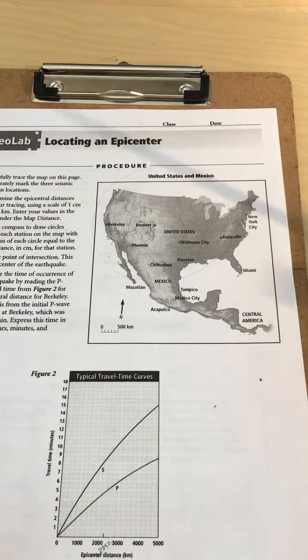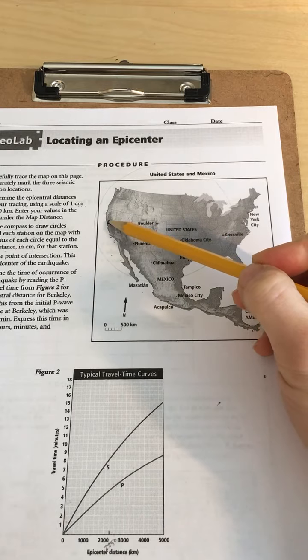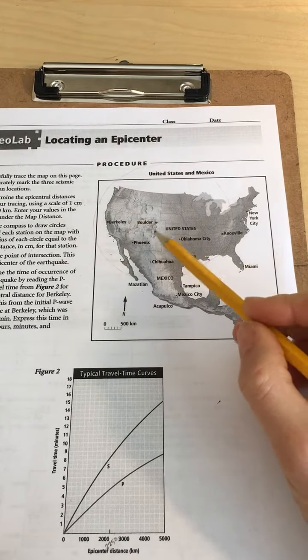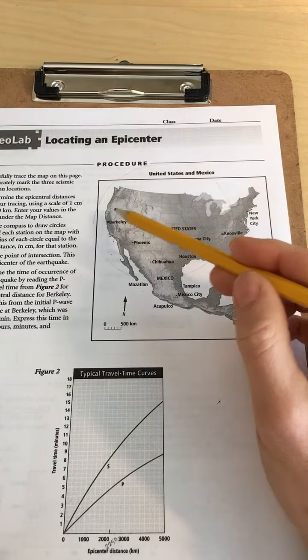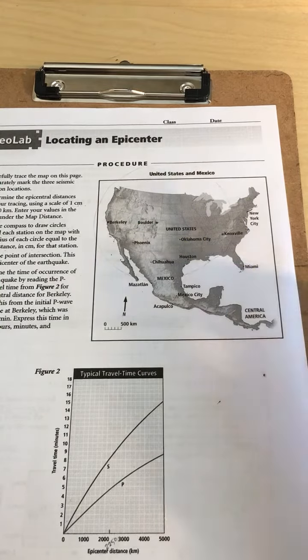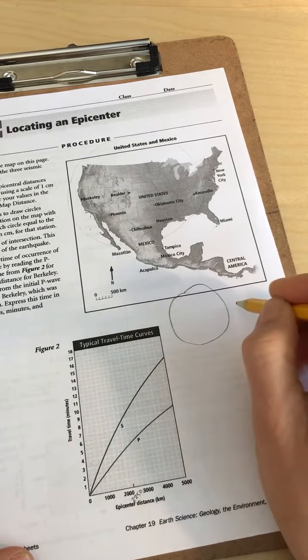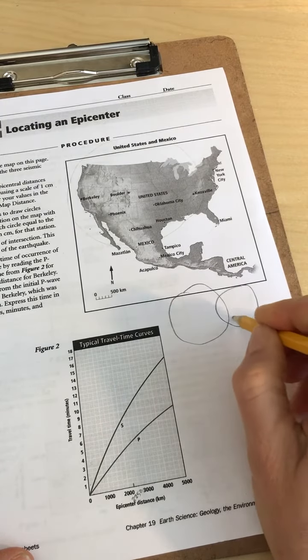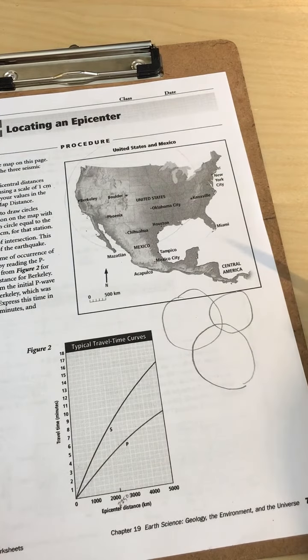Now I'm going to continue that process with the other stations. Berkeley, I'm going to figure out the map distance, the centimeters, and draw a circle around it. And then I'm going to go to Knoxville and do the same thing and draw a circle. There will be a location on here where there's 3 circles. So I'm just going to draw an example here. Let's say that's one station, this is the second station, and this is the third station. Okay, now there will be one place where they meet.